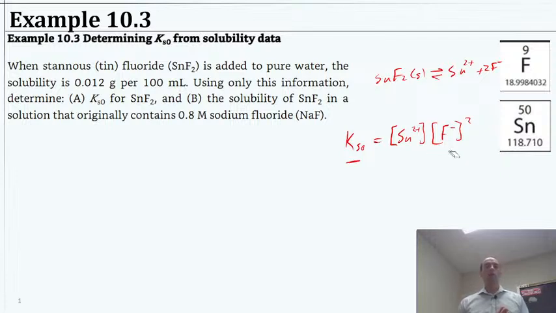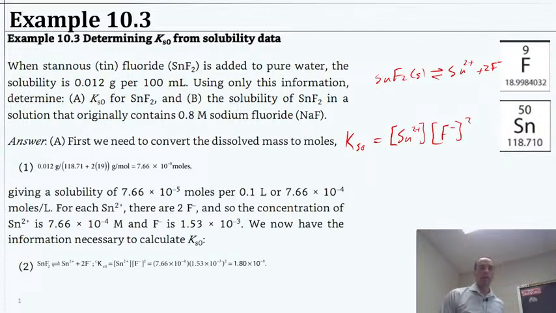Our equilibrium is going to shift such that not a lot of tin is going to dissolve. It's kind of the expectation. So that's the process here. So we'll take a look here.